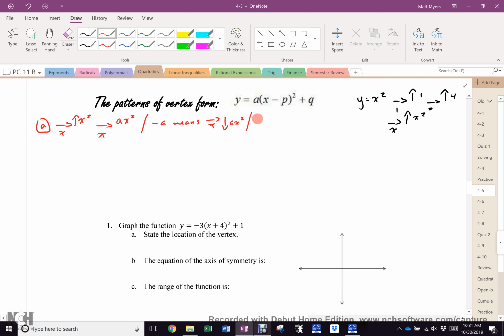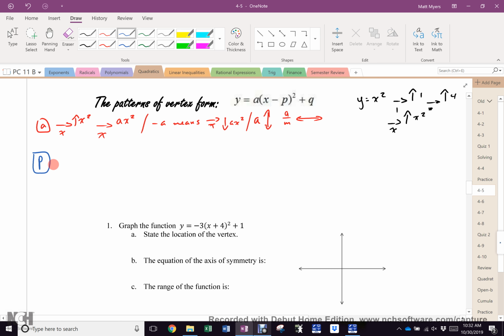If it's A, then our parabola is going to stretch this way. If it's A as a fraction, my parabola is going to stretch that way. Is everybody cool? Yeah? Okay.